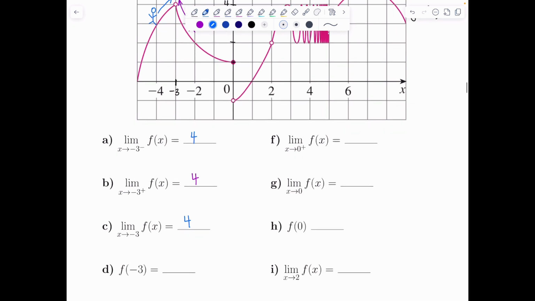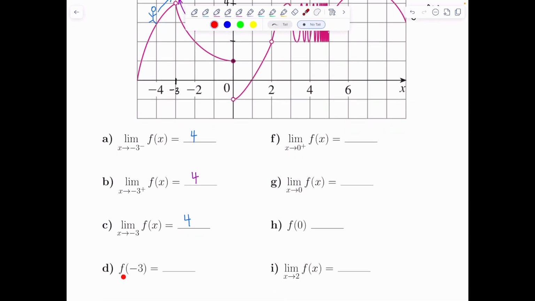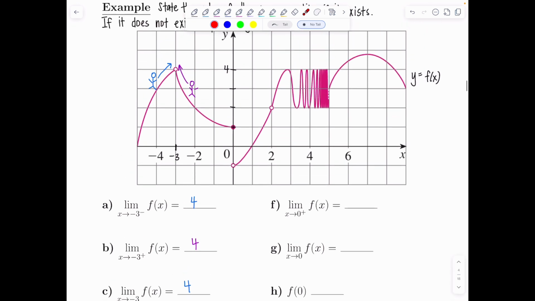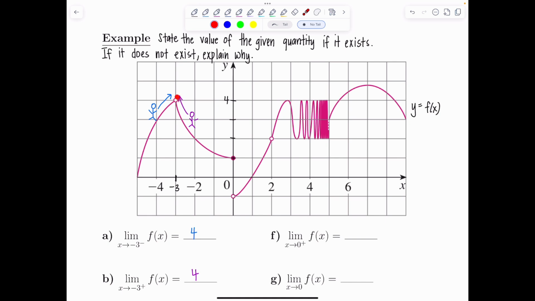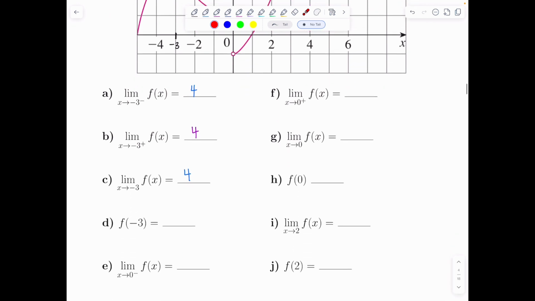Okay, now what is the actual function value? What's the value on the graph when x is negative 3? Oh me, oh my. Do you see how there is an open circle? That means there is no function value. It's not defined. So we say it doesn't equal anything. Why are you putting an equal sign? It's undefined.